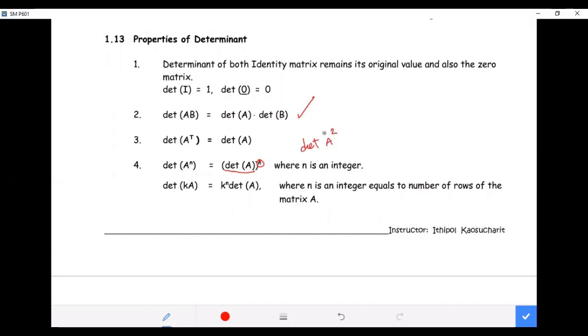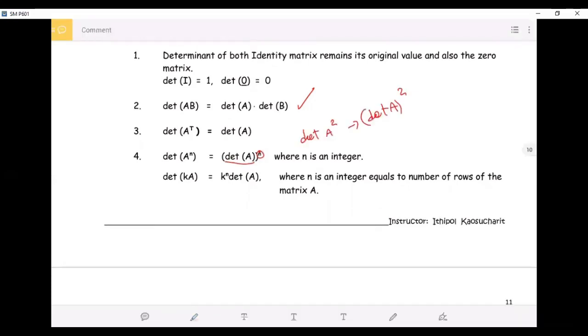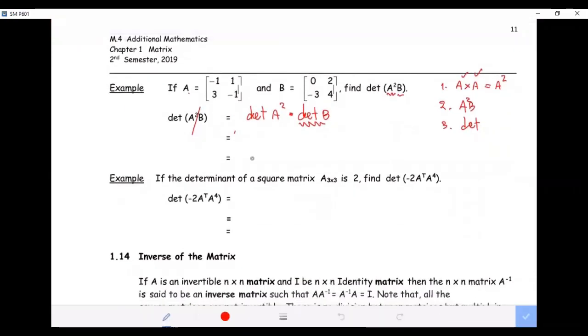So you don't want to do A squared by multiplying A times A. That is hard. That is complex, right? So what you want to do is change it to det A, which is just cross down minus cross up, and then you square them. Okay, you get the idea, right? So let's use property number 4 in our next step. This one, det of A squared, we have to change it to det of A, and then all of them squared. Okay, step by step.